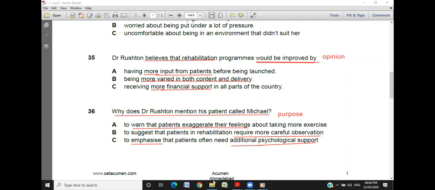Does anyone want me to play this again? The last part? The last two questions? Okay, I can see answers coming in. Does anyone of you want me to play it again? Okay, if not, then let me know what answers you have selected.